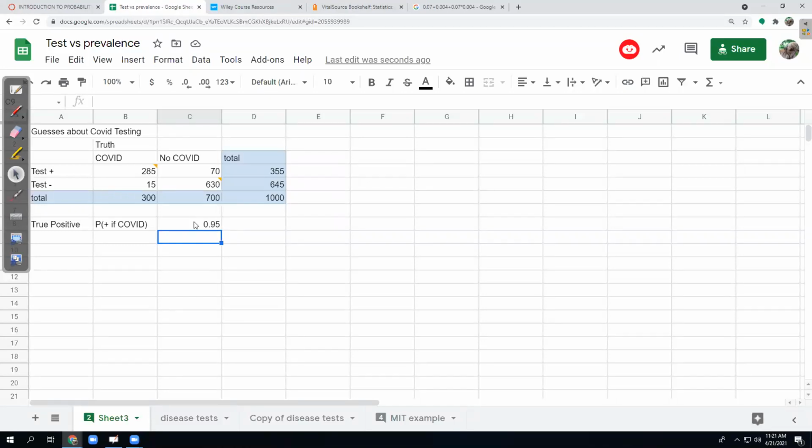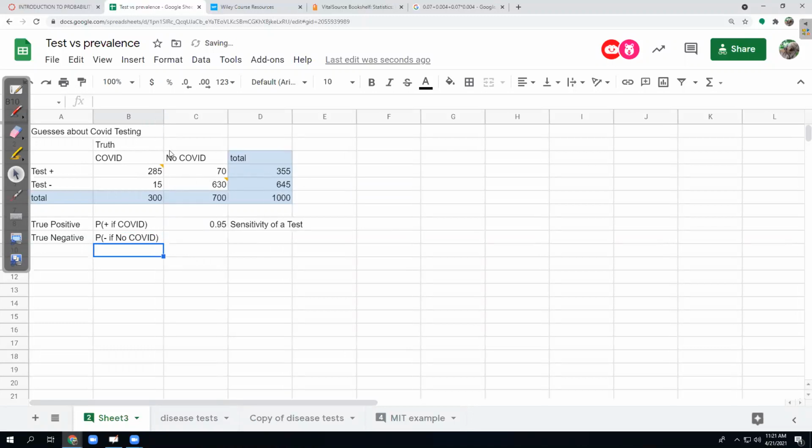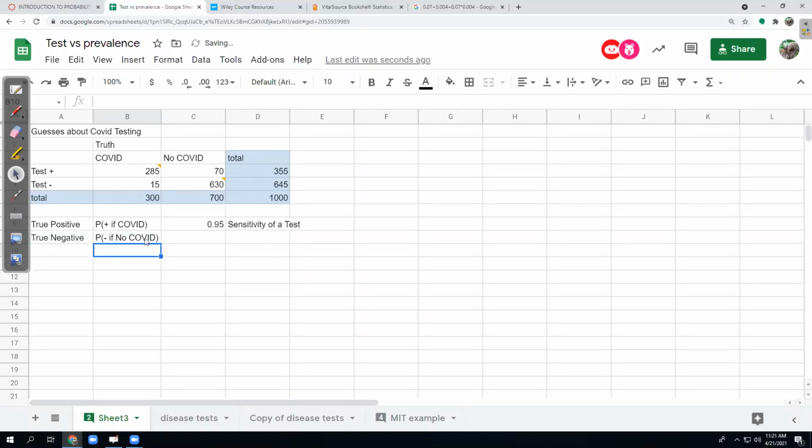This is what's called the sensitivity of the test when they're researching how good a test is. Okay, so this test is highly sensitive. Look at true negative. So true negative is the probability that they tested negative if there's no COVID. That's a good thing, it's true. Notice I'm kind of exceeding the edge of my cell here, so I can just click at the boundary and drag it to be a little bigger, or sometimes double clicking will make it just the right size.